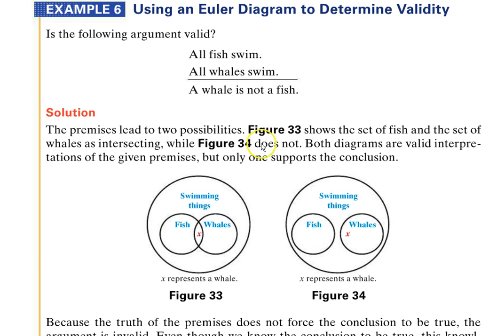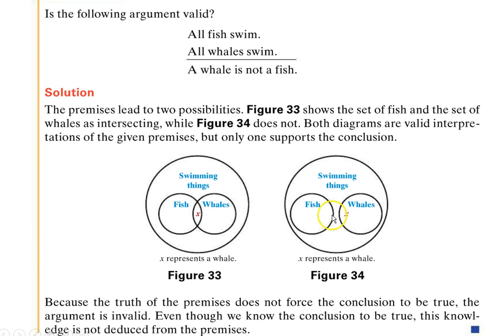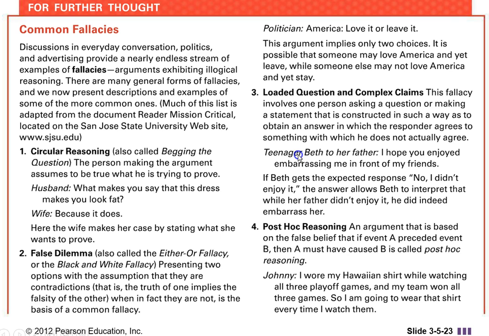Both diagrams are valid interpretations of the given premises, but only one supports the conclusion. Again, I'm not sure a biologist wrote this because, in a sense, this one wouldn't apply, while this one would. So, because the truth of the premises does not force the conclusion to be true, the argument is invalid. Even though we know the conclusion to be true, this knowledge is not deduced from the premises. All right, one way to look at it.